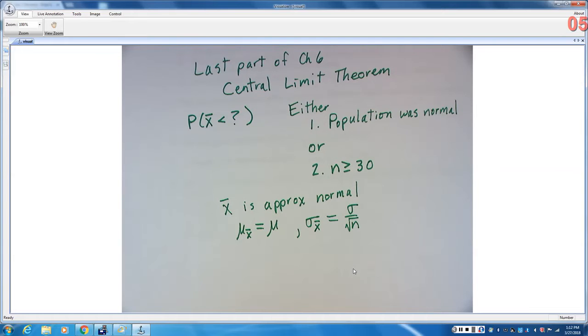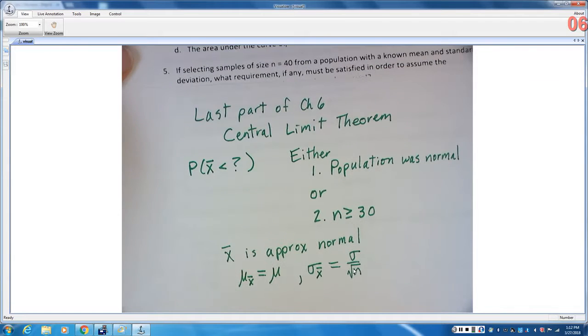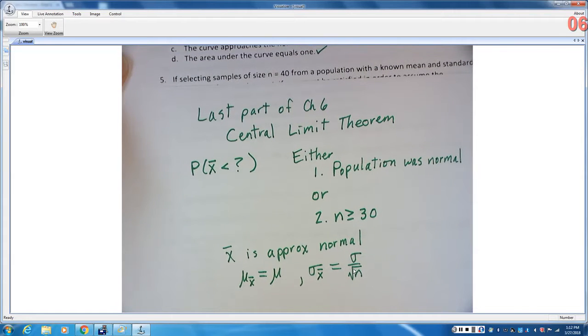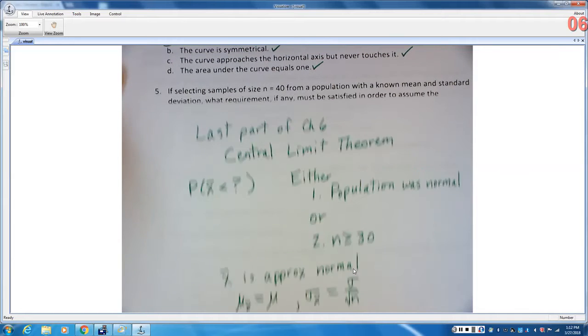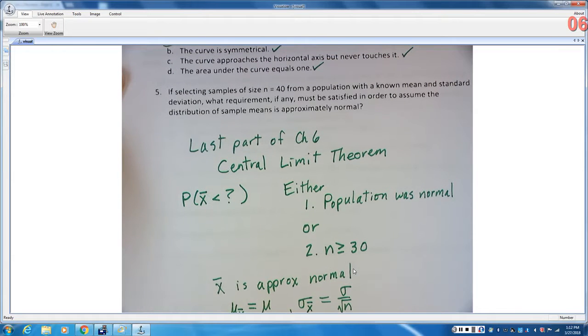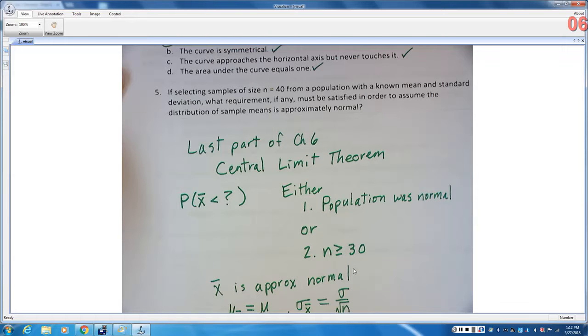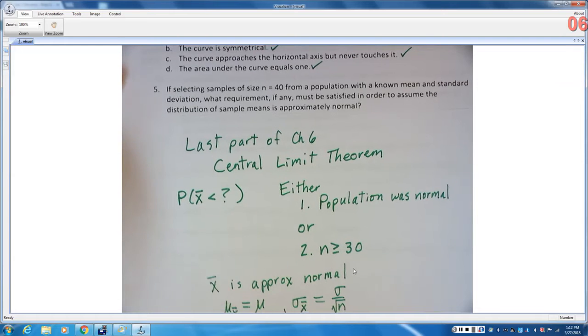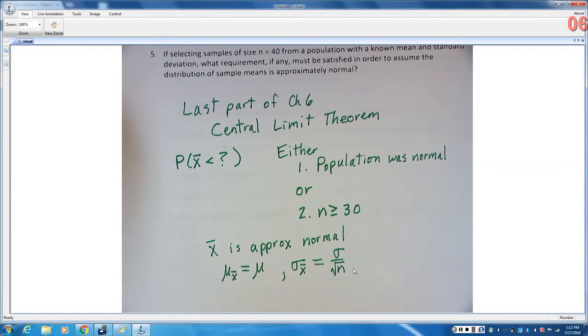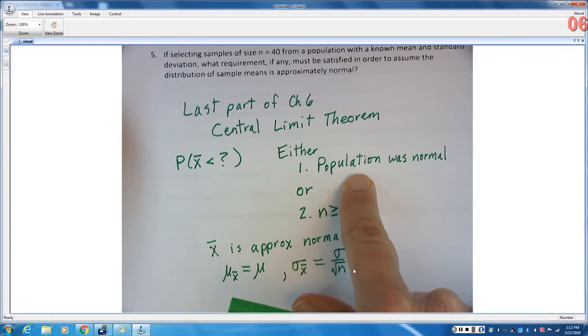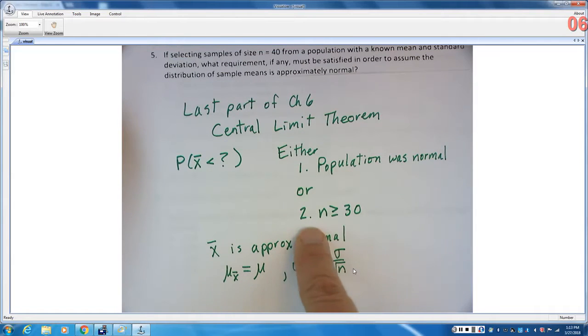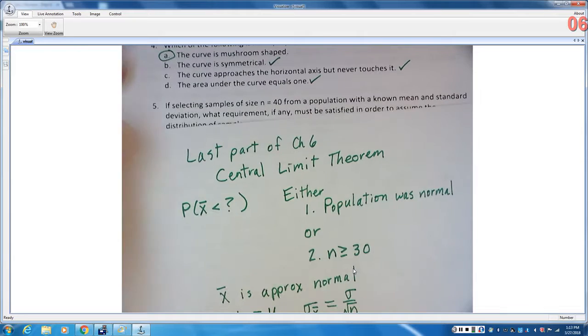That's the central limit theorem. Those are the conditions. That's what this multiple choice question's about. In this question it says, if selecting samples of size n equals 40 from a population with a known mean and standard deviation, what requirement, if any, must be satisfied to assume the distribution of sample means is approximately normal? So either the population was normal, it didn't say the population was normal here, or n was greater or equal to 30.